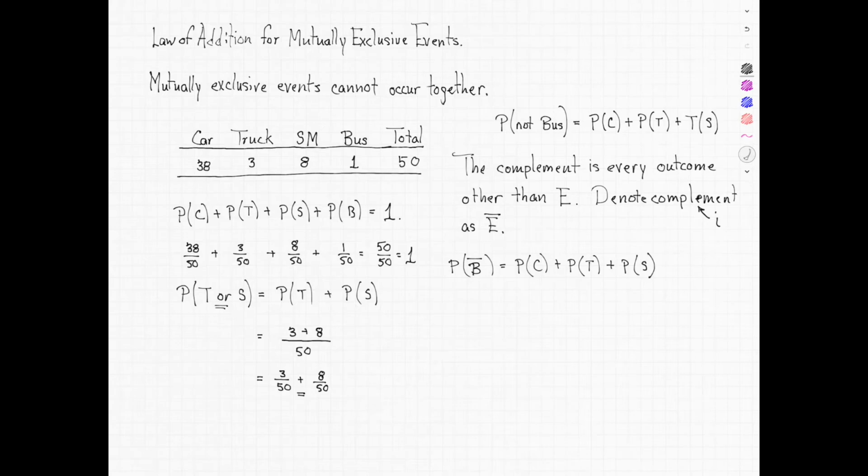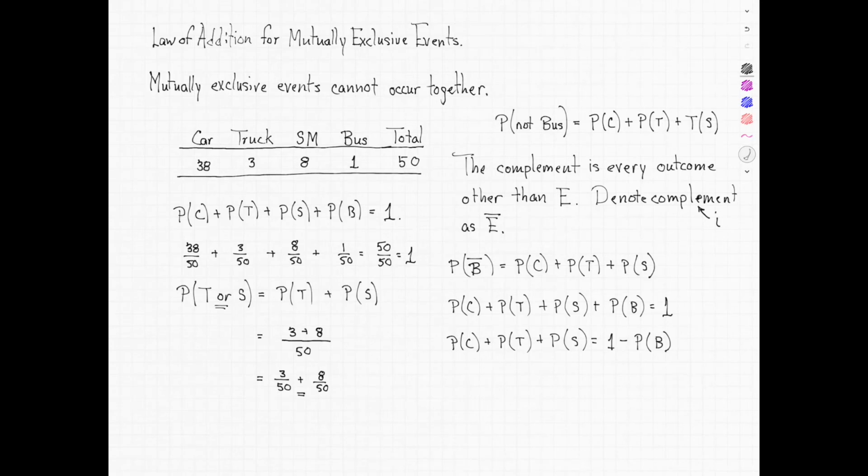But think of it this way. Another way to think of it is, if I added up everything, the probability of a car, plus the probability of a truck, plus the probability of an SUV, plus the probability of the bus, this all adds to 1. Well, what if I subtract the bus from both sides? So I have the probability of the car, plus the probability of the truck, plus the probability of the SUV. Well, that's equal to 1 minus the probability of the bus.